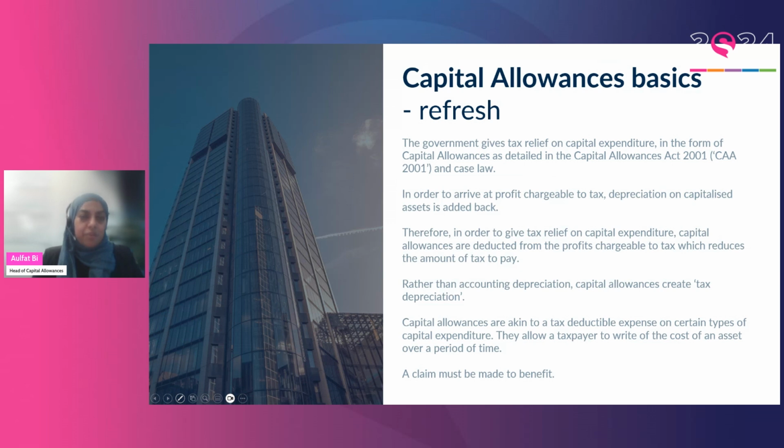So in terms of your basics, what are capital allowances? Where do they come from? They are a legislated form of tax relief. We've got the Capital Allowances Act 2001, but there's a whole plethora of case law, which means that it's not completely black and white and there's a lot of grey areas.